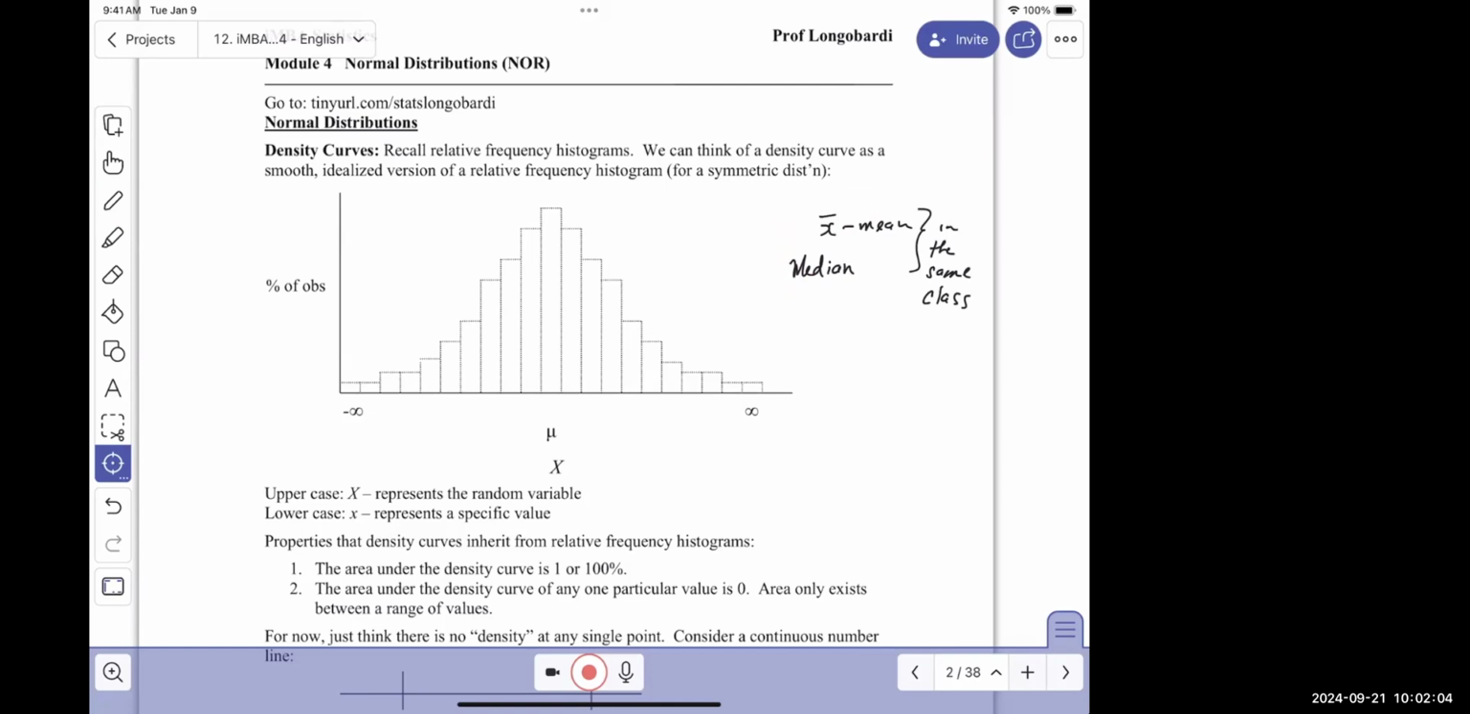Remember, because we talked about skewed, that the mean would be pulled away from the median to the right if it was right skewed, and the mean would be pulled away from the median in the left direction, or lower, if it was left skewed. So if they're in the same class, we usually say that the distribution is symmetric.